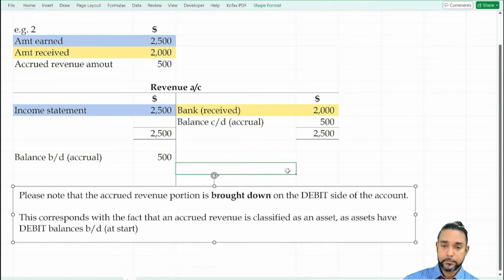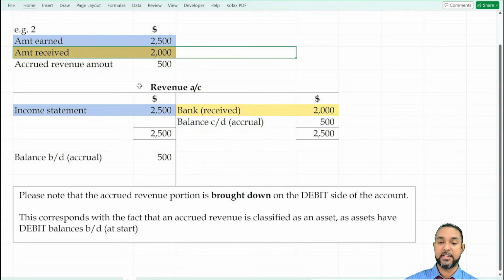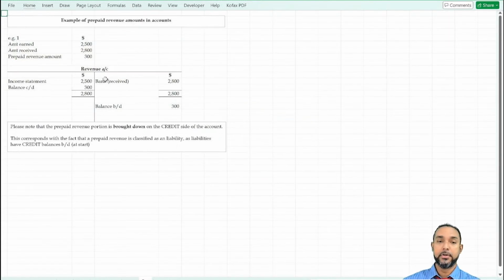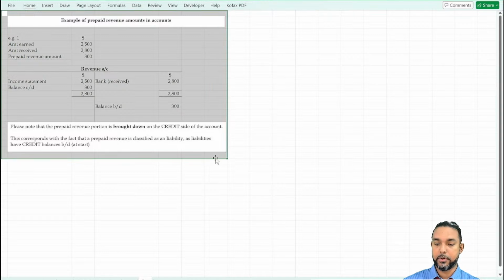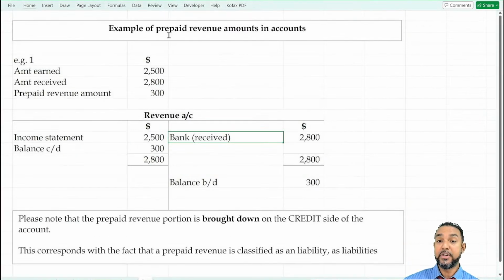Okay, cool. Now, that's where you earn some money and you didn't receive enough. You receive less than you earned. That's an accrued portion of a revenue, or an accrual. Now we have a prepayment. So this is the opposite.